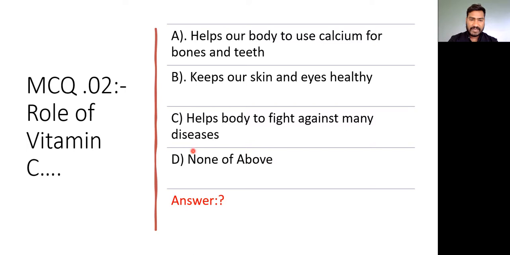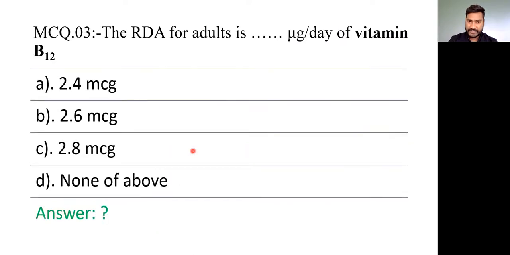Then we'll see another question, MCQ 3. The RDA for adults, in micrograms per day, of vitamin B12. So you should know the amount, the daily requirement, the recommended daily allowance for our body in adults. Specifically I am discussing adults here. So here are the options, three options you can see.